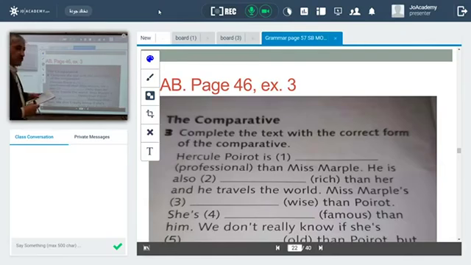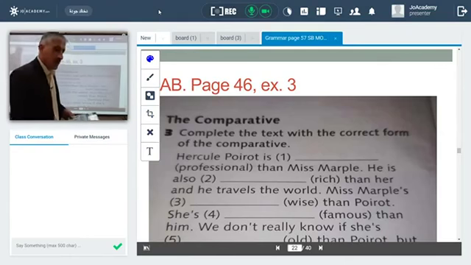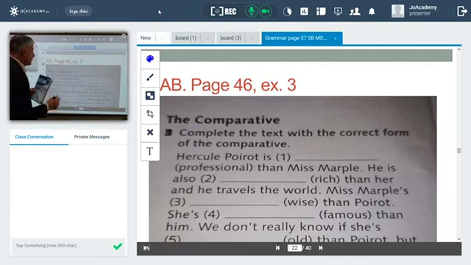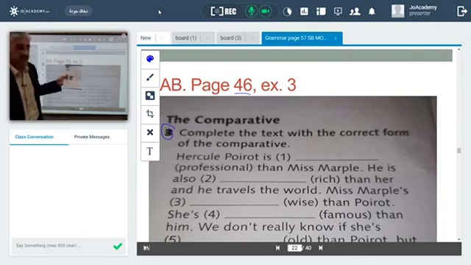Now, dear student, let's move to the activity book. Please open your activity book, page 46. Okay, of your activity books, and let's see the exercise. We have some exercises we need to do. We have the comparative, exercise number 3, page number 46. We have 6 sentences.